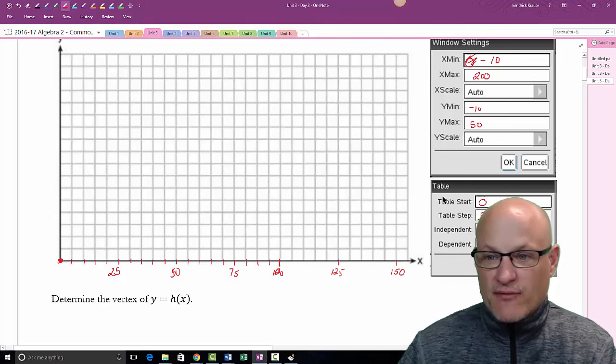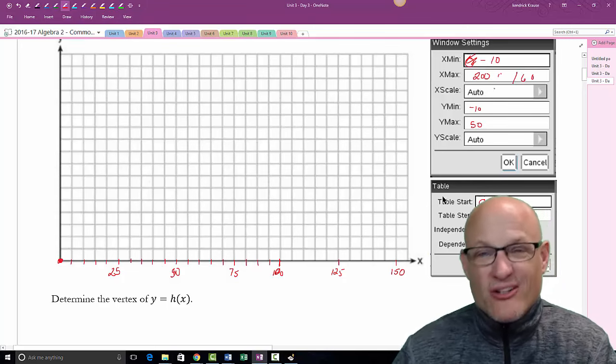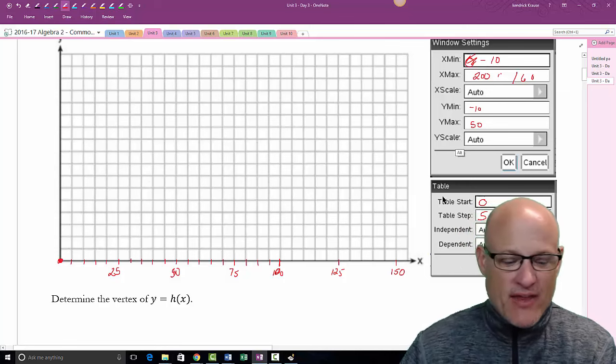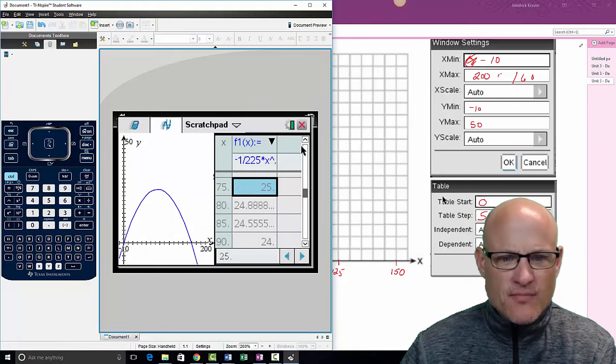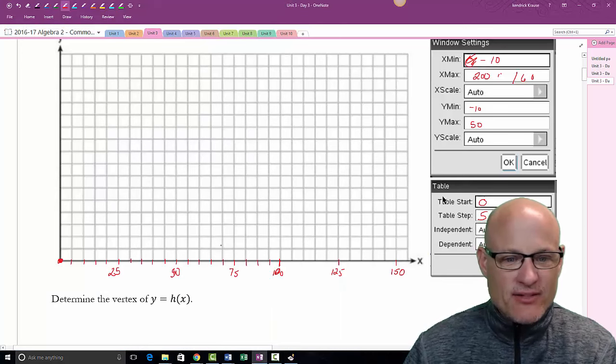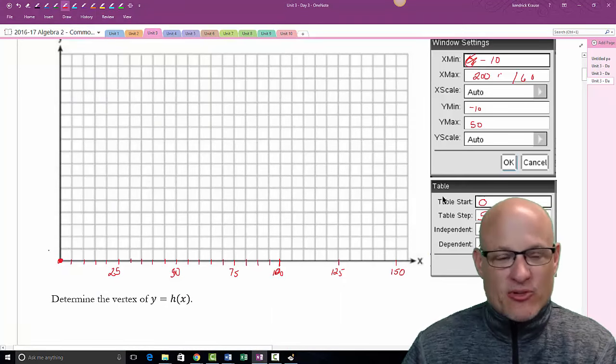So up here, could I have used less? I could have used maybe 160 or 170. Sure. 200's okay, though. You get a picture. Now, the highest this thing goes is somewhere in the middle. Now, halfway between is like 75. So let's go check out 75. 75 is 25. So I only need to get up to 25 here.